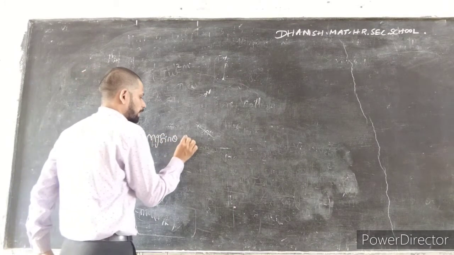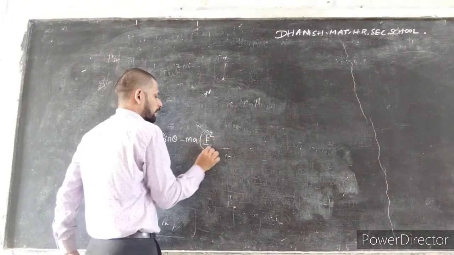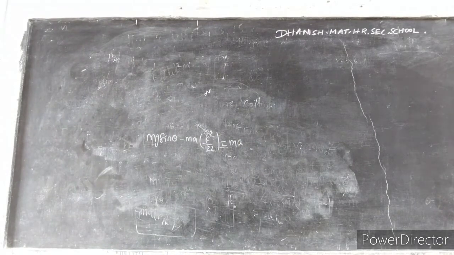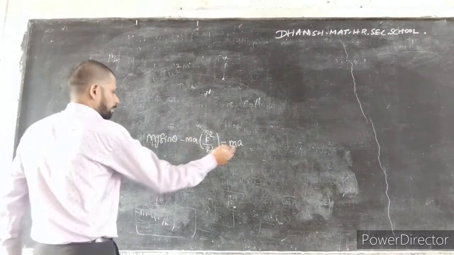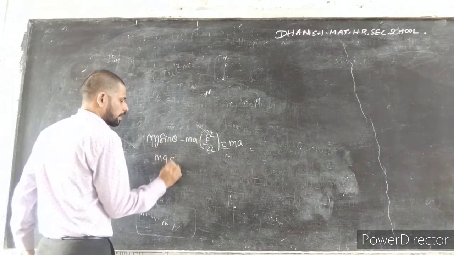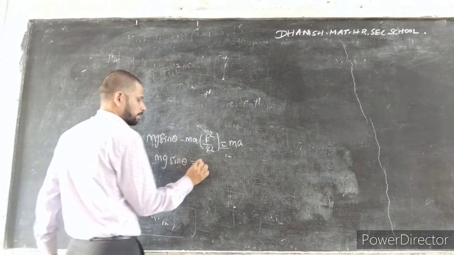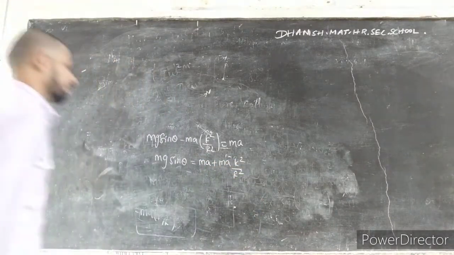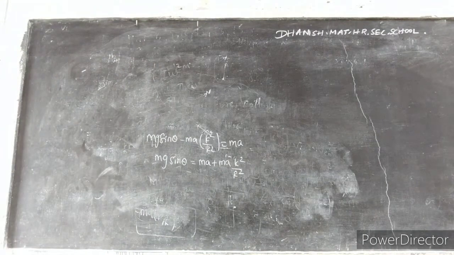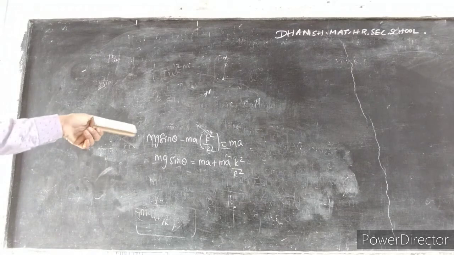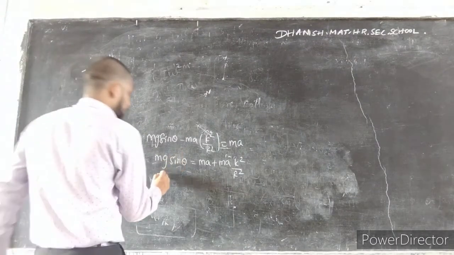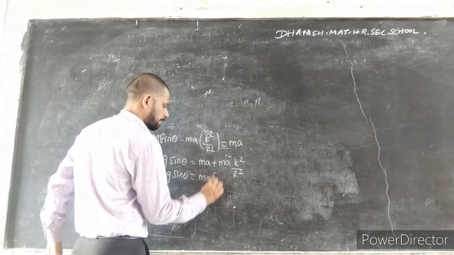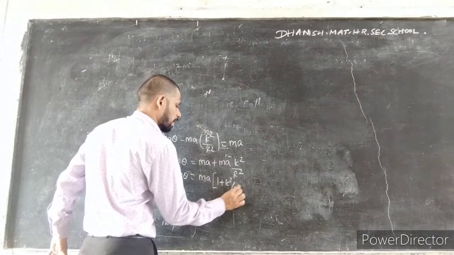mg sin theta minus ma k square by R square will be equal to ma. Now we have to take that ma to the other side. So mg sin theta will be equal to ma plus ma k square by R square. When you take that, m will be cancelled. When you take that a, it's a common thing. So mg sin theta will be equal to ma times 1 plus k square by R square.